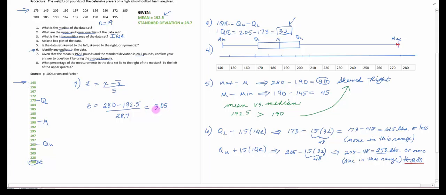This represents just beyond 3 standard deviations to the right of the mean. And recall that more than 3 standard deviations in either direction from the mean would constitute an outlier. So this just confirms our answer to part 6, that 280 pounds would be an outlier. And finally, question number 8. What percentage of the measurements in the data set lie to the right of the median? And what percentage would lie to the left of the upper quartile?